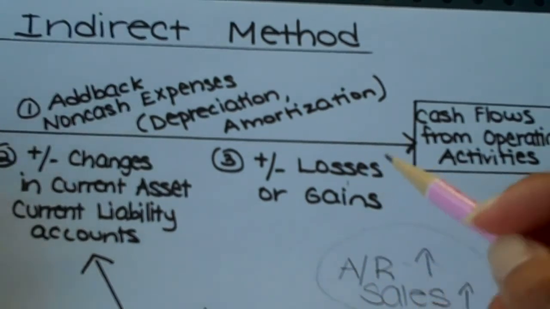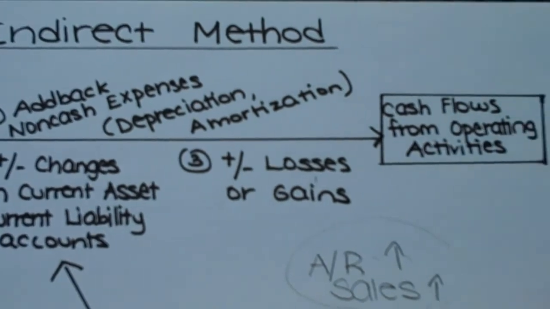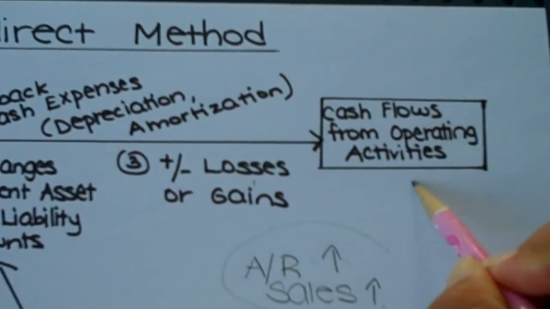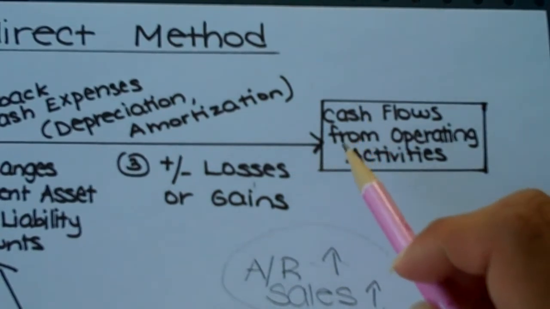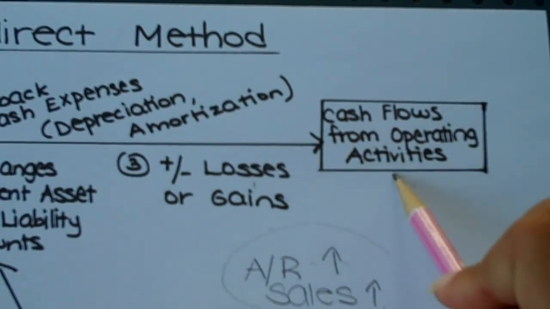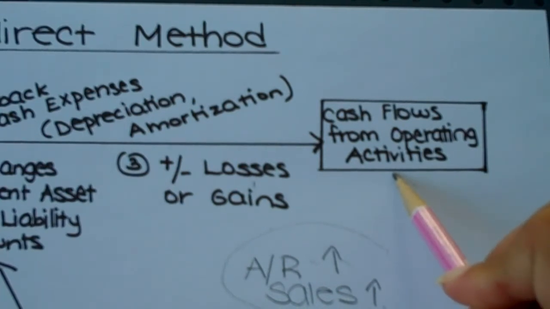Why are we doing that? Why are we taking out that loss or gain? Because we're trying to get to cash flows from operating activities. Now, remember, when you sell a fixed or plant asset, that does not go under the operating section. Okay? That goes under your investing section.